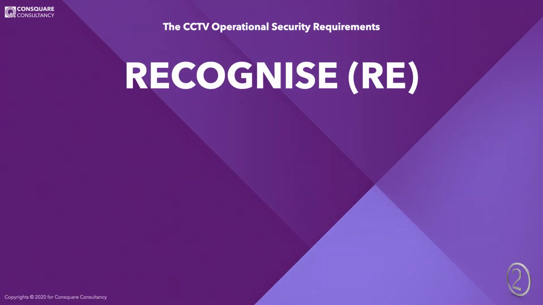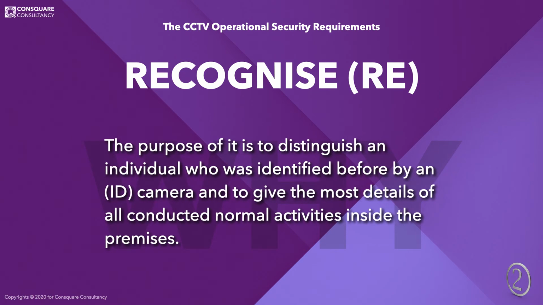The second one is to recognize, or in short known as RE. Why do we use a recognition camera? The purpose of it is to distinguish an individual who was identified before by an identification camera, and to give the most details of all conducted normal activities inside the premises.